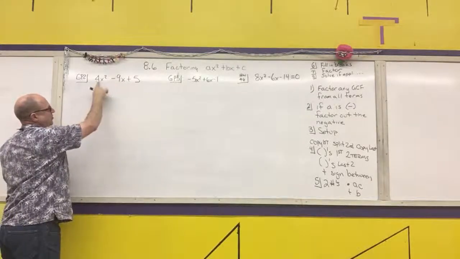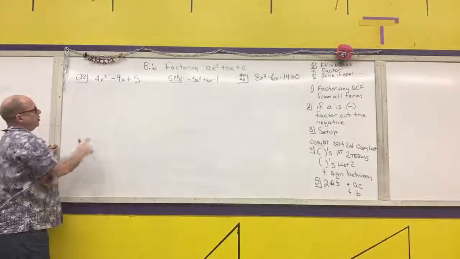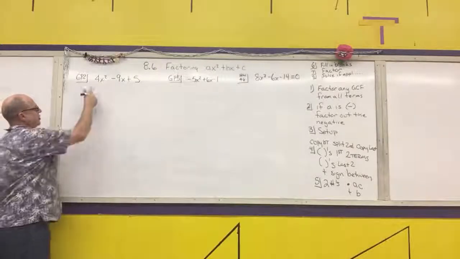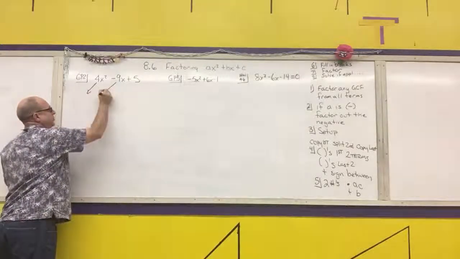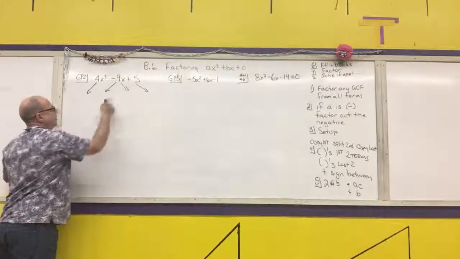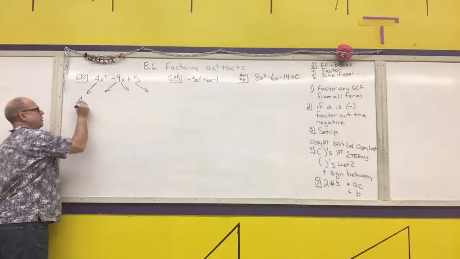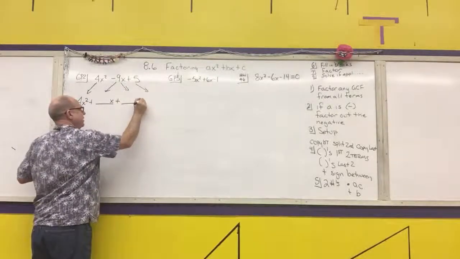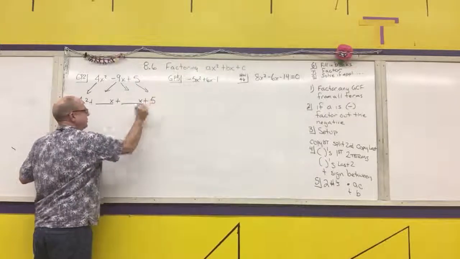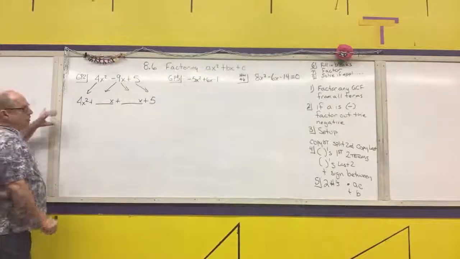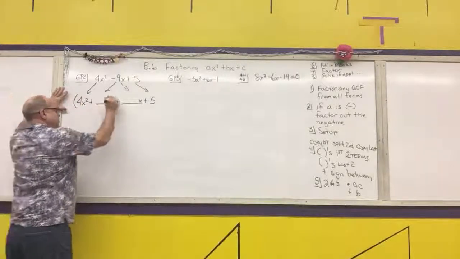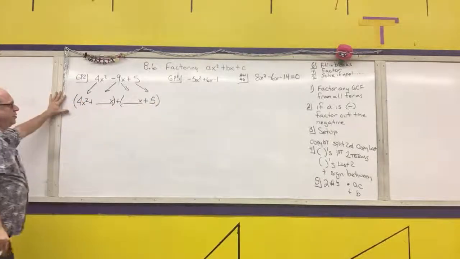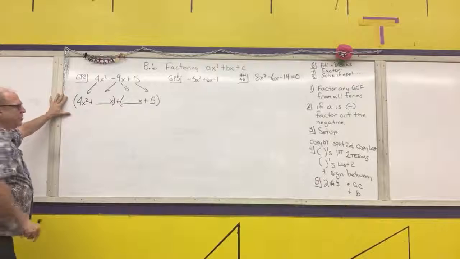There is nothing in common between 4, negative 9, and 5, so I skip step 1. 4 is positive, so I skip step 2. Step 3 is setup. I copy, I split, and then I'm going to copy. All right, 4x squared plus blank x plus blank x plus 5. Okay, then I put parentheses around the first 2 terms, parentheses around the last 2 terms, a plus sign in between the 2.